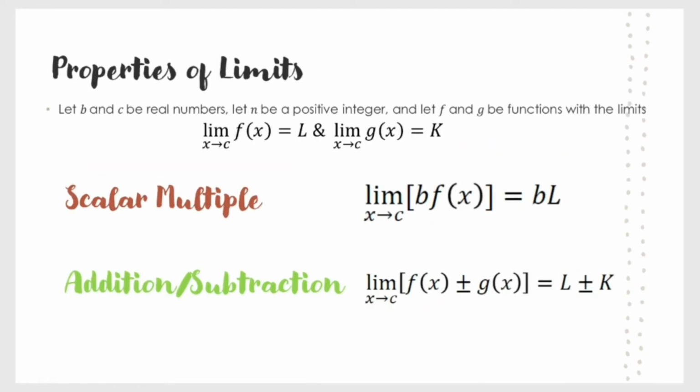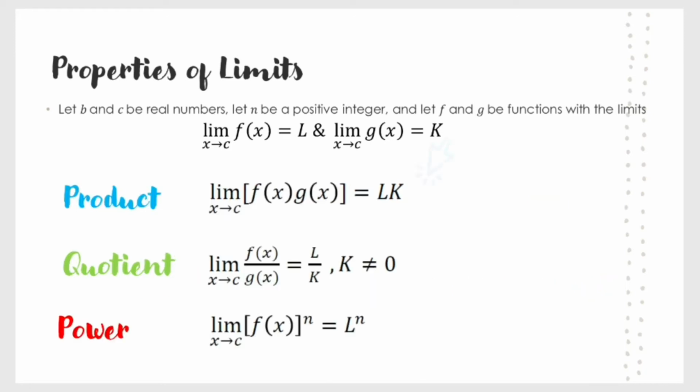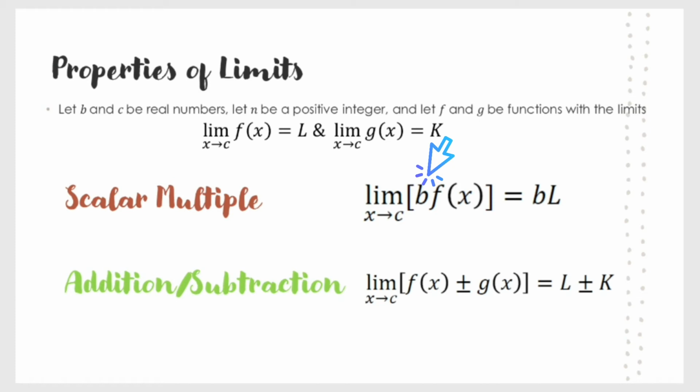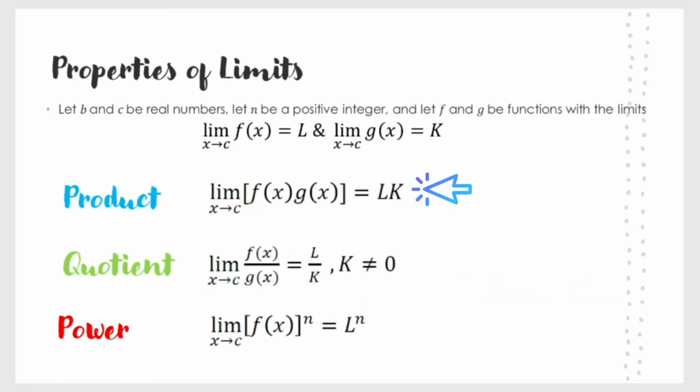Let's have the properties of limits. Here we have scalar multiple, sum and difference, product, quotient, and power. For scalar, if there is a constant in a function, we simply multiply the constant by the limit of the given function. If it's a sum or difference, we simply add or subtract their limits. For multiplication, multiply their limits. For quotient, divide their limits, but make sure that the denominator is not 0. And for the power, if the function is raised to a power, then the limit is also raised to the same power.